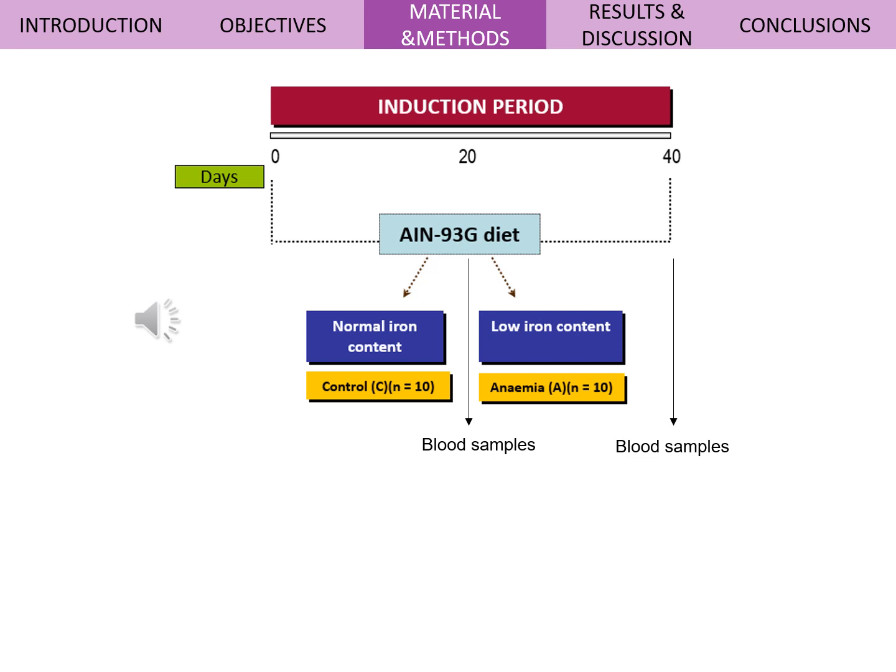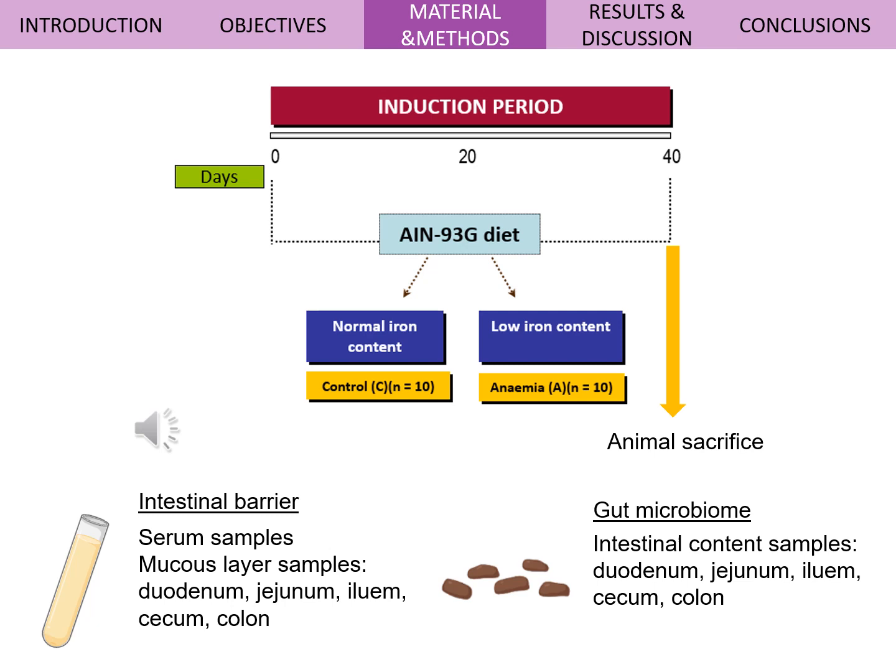Iron deficiency was experimentally induced over a period of 40 days, making use of a diet with normal iron content for the control group or a diet with low iron content for the anemic group. Blood samples were obtained at day 20 and at day 40 to confirm the induction of iron deficiency. At day 40, animals were sacrificed and the following samples were obtained: serum samples and mucus layer samples from all intestinal segments to study the intestinal barrier, and intestinal content samples from all intestinal segments to study the gut microbiome.